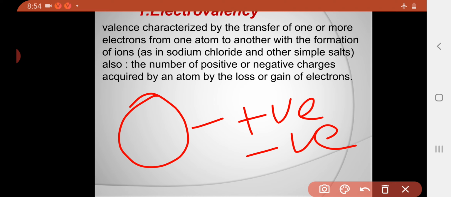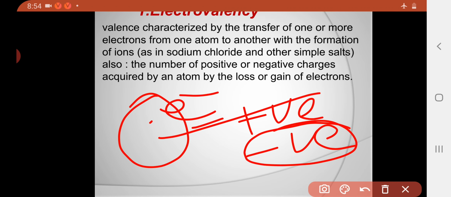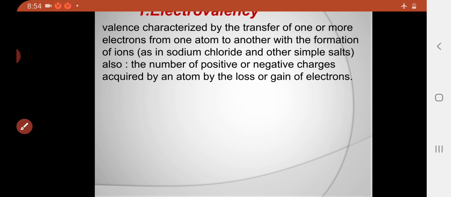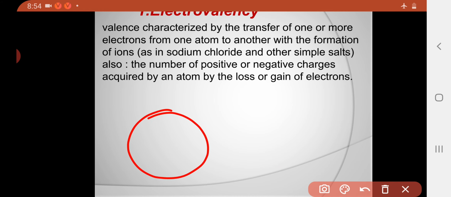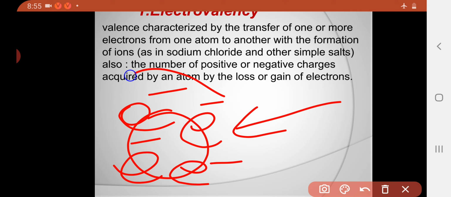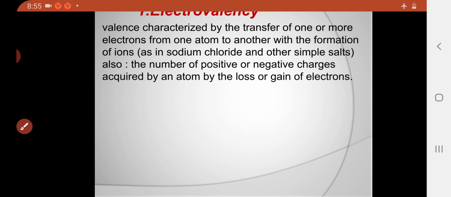So if the atom loses electrons, it means electrons are going, so the negative charge will be less, which means the atom gets a positive charge. Then if the atom gets electrons from any other atom, the electron number will be increased compared to protons, which means the atom gets a negative charge. Understood? I will repeat.